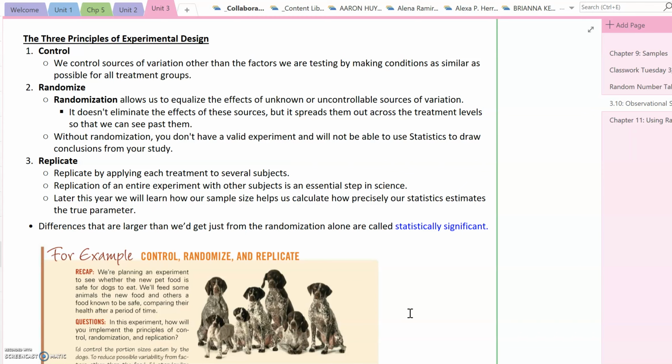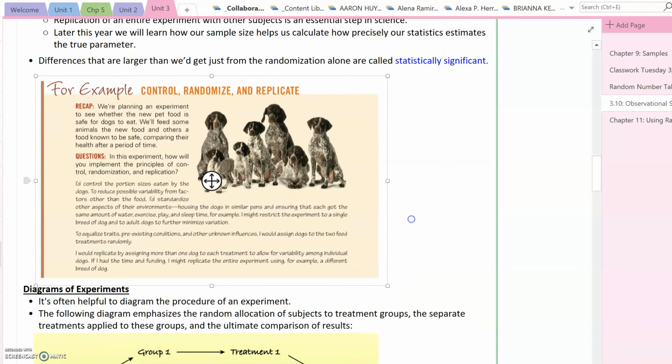And finally, our experiment needs to be able to be replicated. If you can't replicate your experiment, then something probably went wrong in your experimental design or in your conclusion, where you would need to look at that again. When you do an experiment, if the differences are larger than what we get from randomization alone, then we say the results that you found are statistically significant.